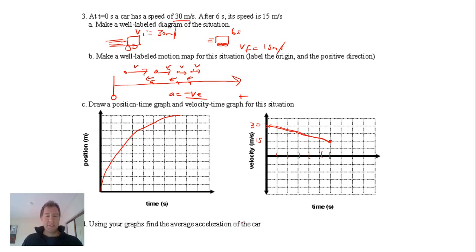Use your graphs to find the average acceleration of the car. I'm not going to go back again and show you from page 41. You almost have this off by heart now. For a velocity time graph, the acceleration is the gradient, the rise over run. In this case, it starts at 30 and goes down to 15. So my rise is minus 15 meters a second, and my run is 6 seconds. I work that out, and I get negative 2.5 meters per second squared. It's this one here.